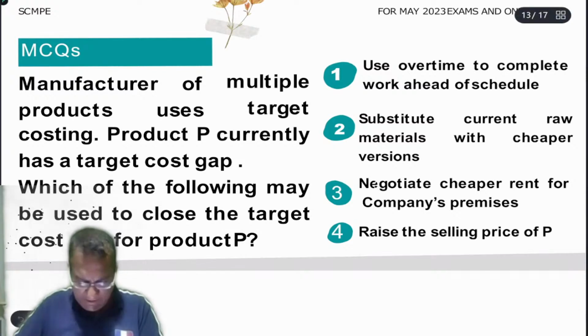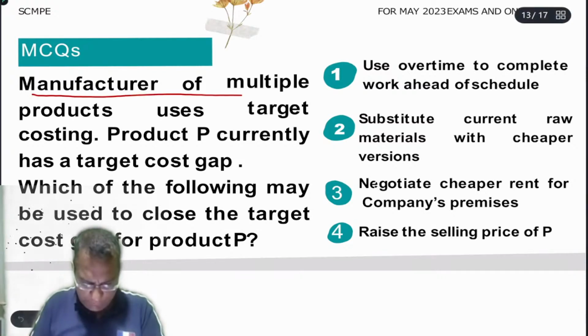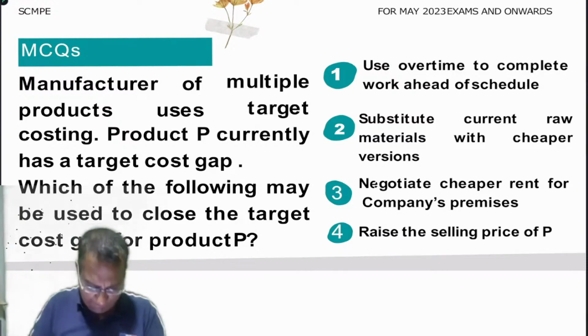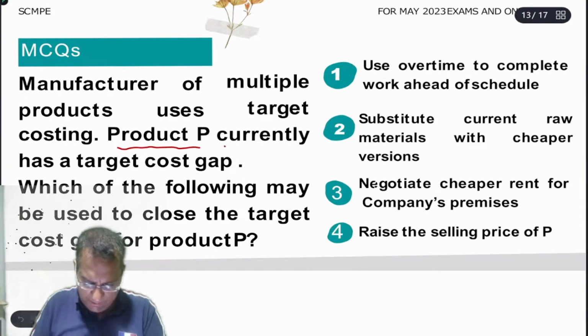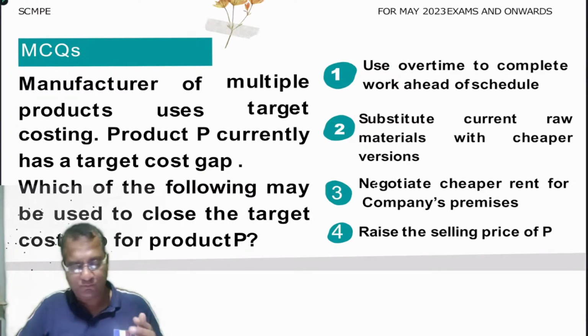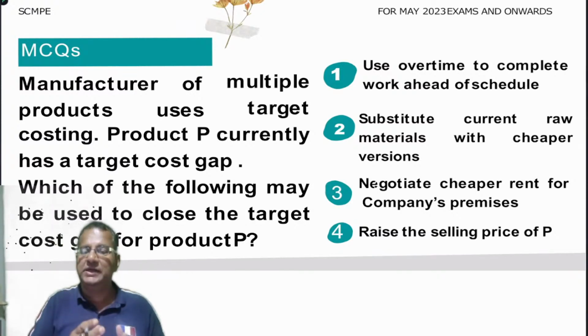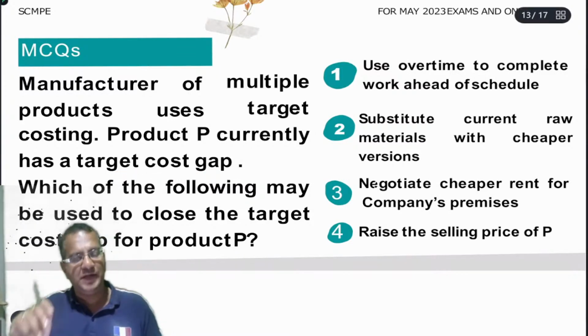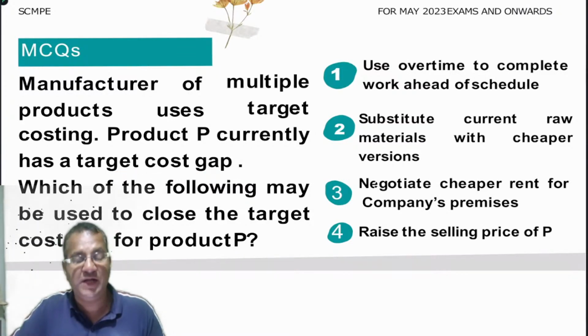Manufacturer of multiple products uses target costing. Okay, so a manufacturer is there who is manufacturing multiple products and currently using target costing. एक product है product P, currently has a target cost gap. What do you mean by target cost gap? Target cost gap is nothing but the cost reduction target. There is a difference between the current cost and the target cost. Target cost gap का मतलब there is a difference between the current cost and the target cost.